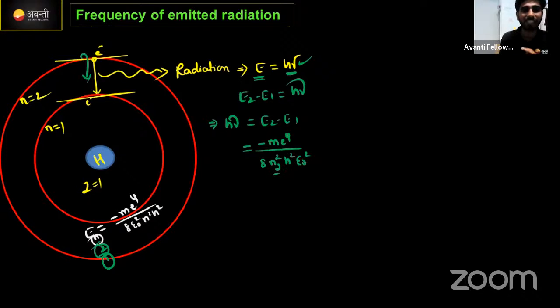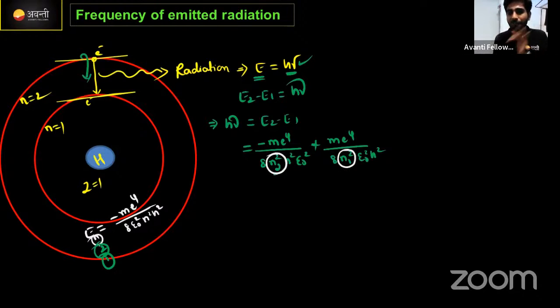n2 is the only thing changing here. Similarly, we have to write E1. What is in E1? Again minus, and minus into minus is plus. Correct? m e to the power of 4 divided by 8 n1 square epsilon naught square h square. Clear till now? It is simple, we have to derive it simply. Look here, here n1 square, here n2 square.